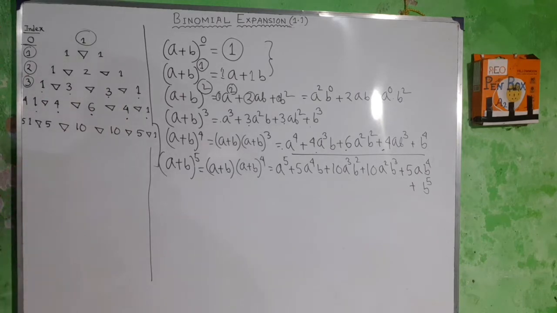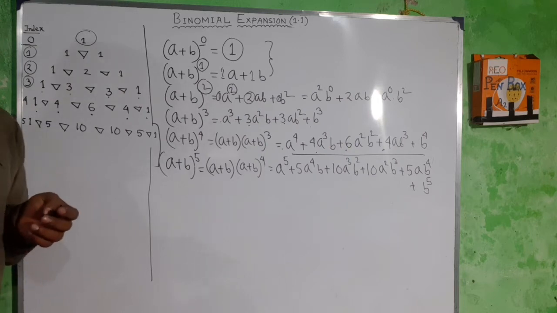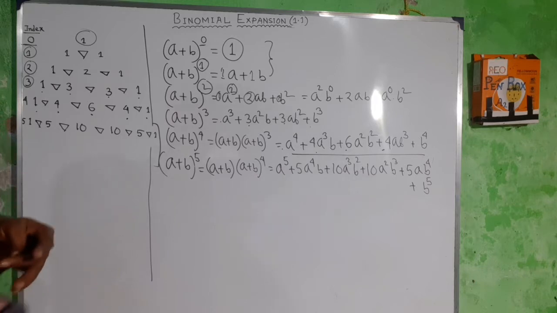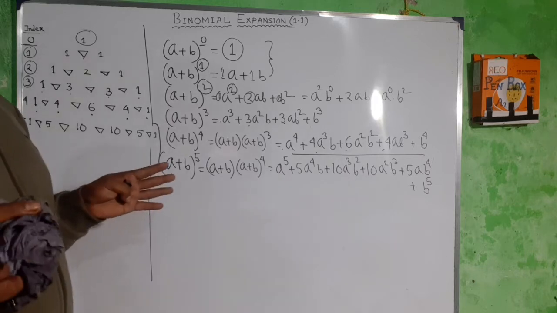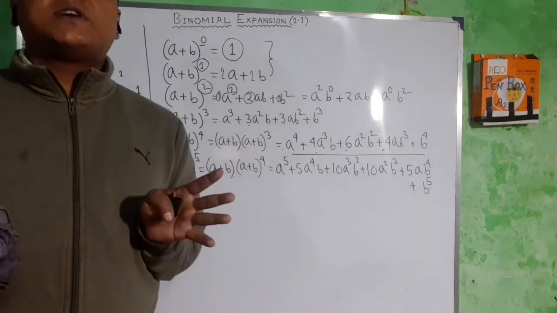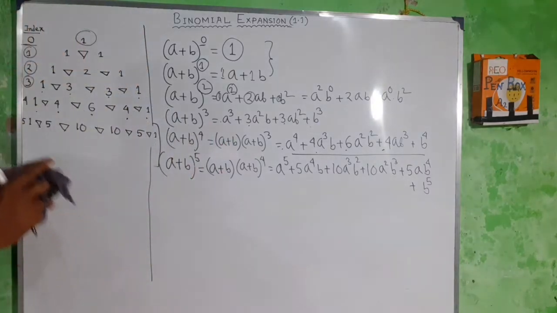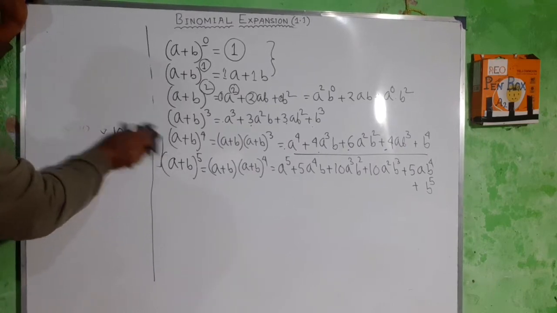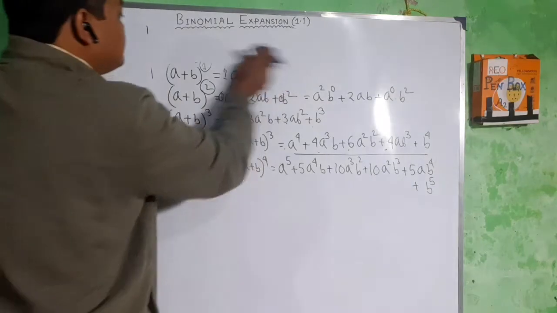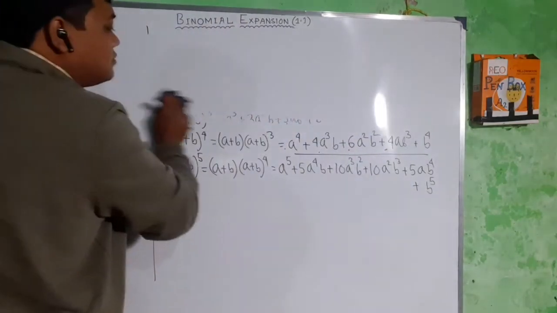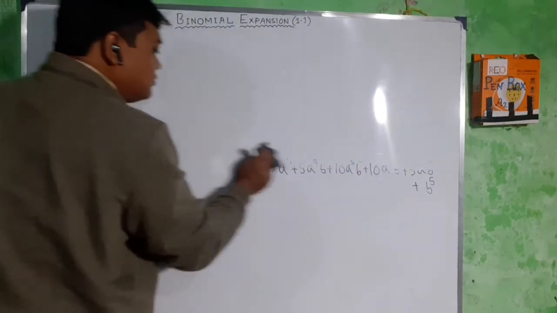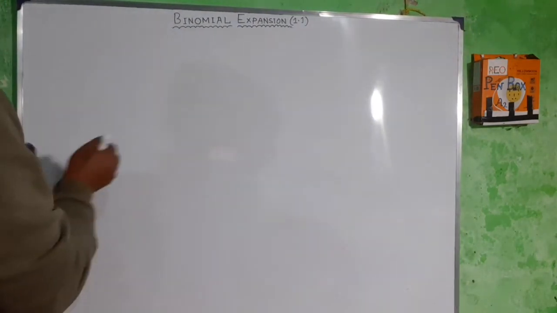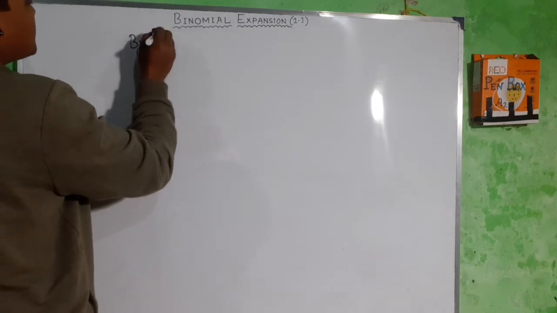Next, how do we calculate a plus b whole to the power 15? Do I use Pascal's triangle? No. We have to know the binomial expansion theorem. I erase this part. So now, by using Pascal's triangle, I have Pascal's triangle.